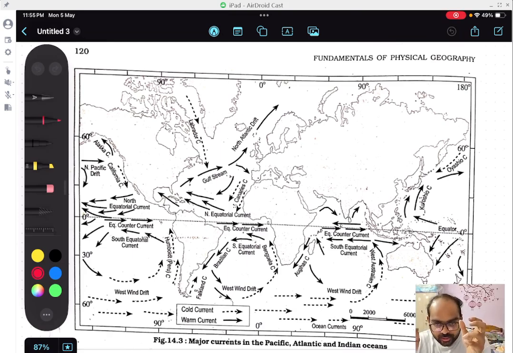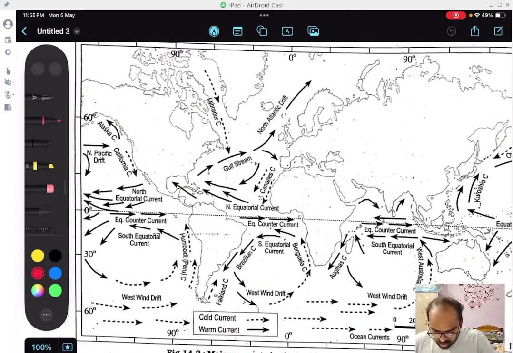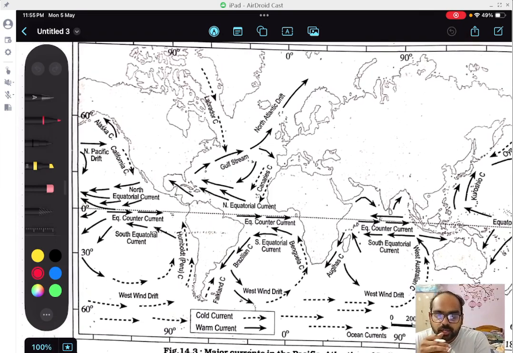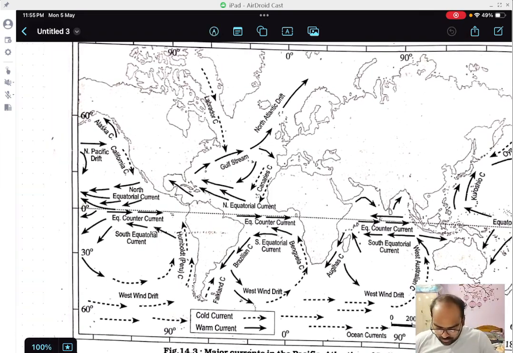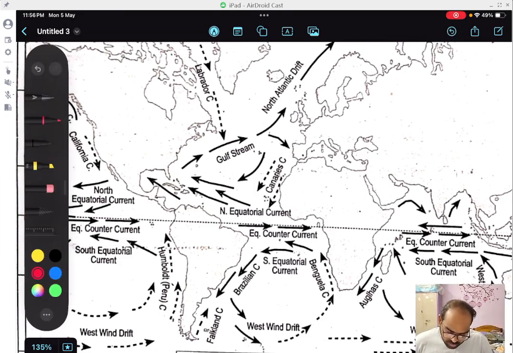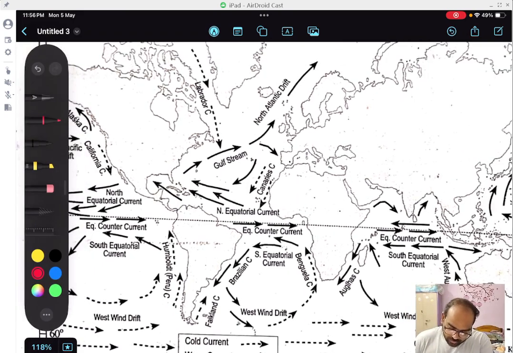I think the diagram is clearly visible to you. First we will look at the ocean currents of the Atlantic Ocean. If you look above, this is the equator. And this is the Atlantic Ocean. This region, the Atlantic Ocean.